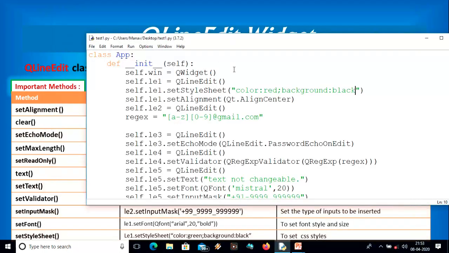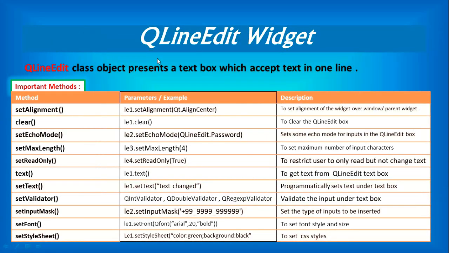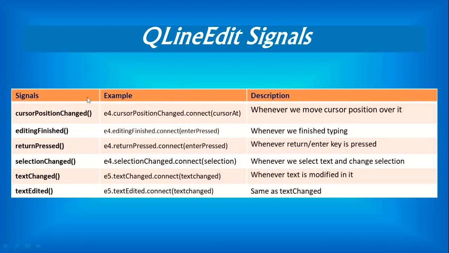So we have seen all these methods here. Let me show you some signals which can be applied on QLineEdit. And here are some signals which can be applied on QLineEdit. Let me show you all these things one by one. Firstly, we have the cursor position changed signal, and it is used when the user moves the cursor over it. That means let us suppose we have a cursor after this R, and we change the cursor to S, then it will be triggered. Okay, let me show you.